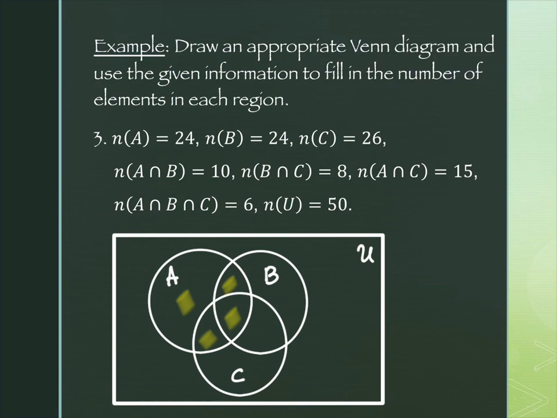Does that make sense? And for the very same reason, knowing that n of B is 24 or that n of C is 26 is not helpful. Okay, so we're not going to start with those 3 pieces of information. The next one says A intersect B is 10.